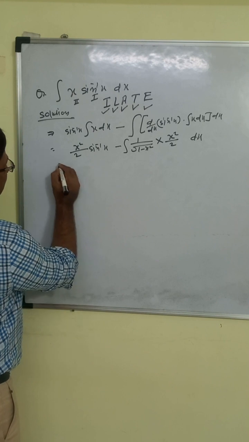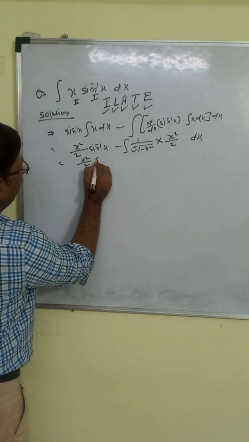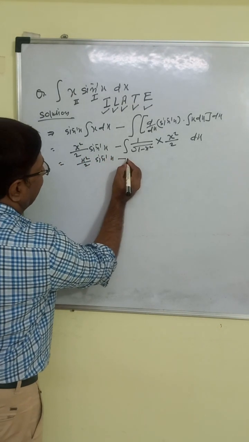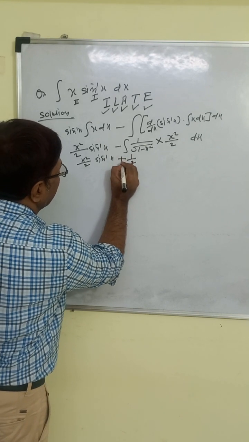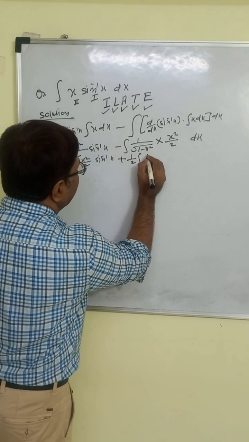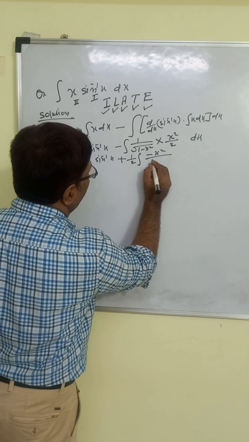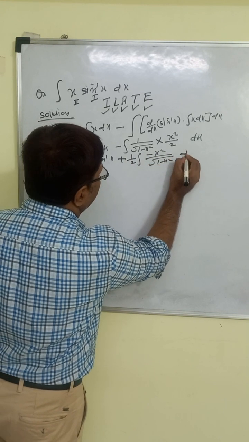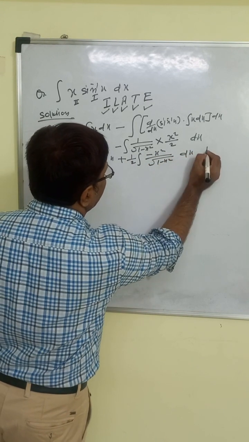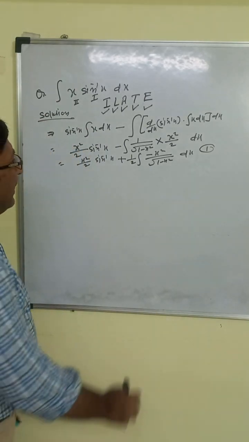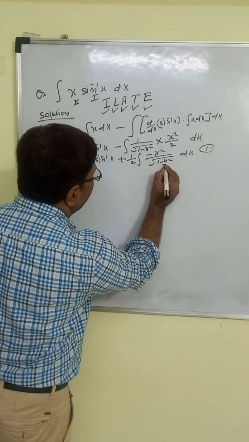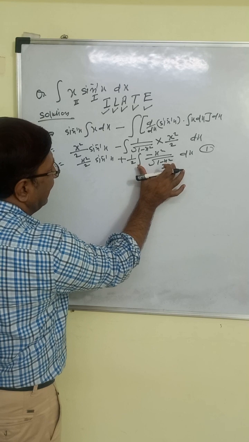Now you see, we will get x square by 2 sine inverse x, plus 1 by 2 times the integration of minus x square upon root under 1 minus x square dx. This is the first part. Now this is the integration we will solve separately.